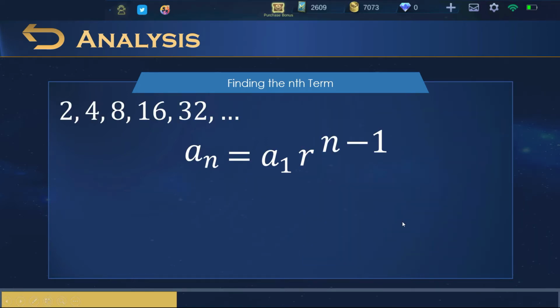Now, let us take a look at the nth term, or what we call the recursive formula, or the general term of this sequence. I'll give you 1 minute for you to look for the variables or the given values for this kind of sequence.